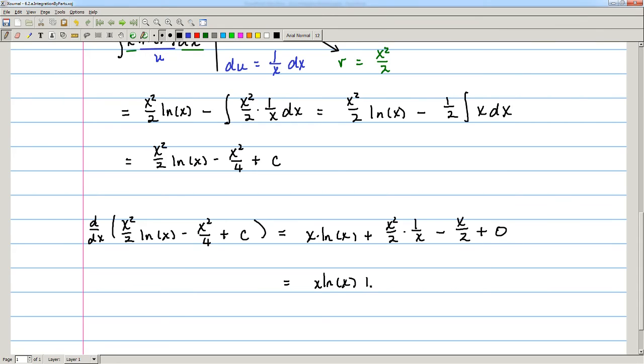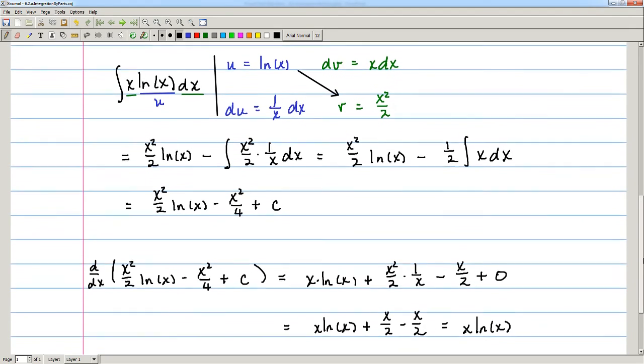Now, the second term, we're going to have to use a little algebra. X squared divided by x is just x, so x divided by 2, minus x divided by 2, plus 0. And those last two terms cancel out and give us 0. And so the derivative of our quantity x squared over 2 times the natural log of x minus x squared over 4 plus c is indeed our integrand x times the natural log of x.